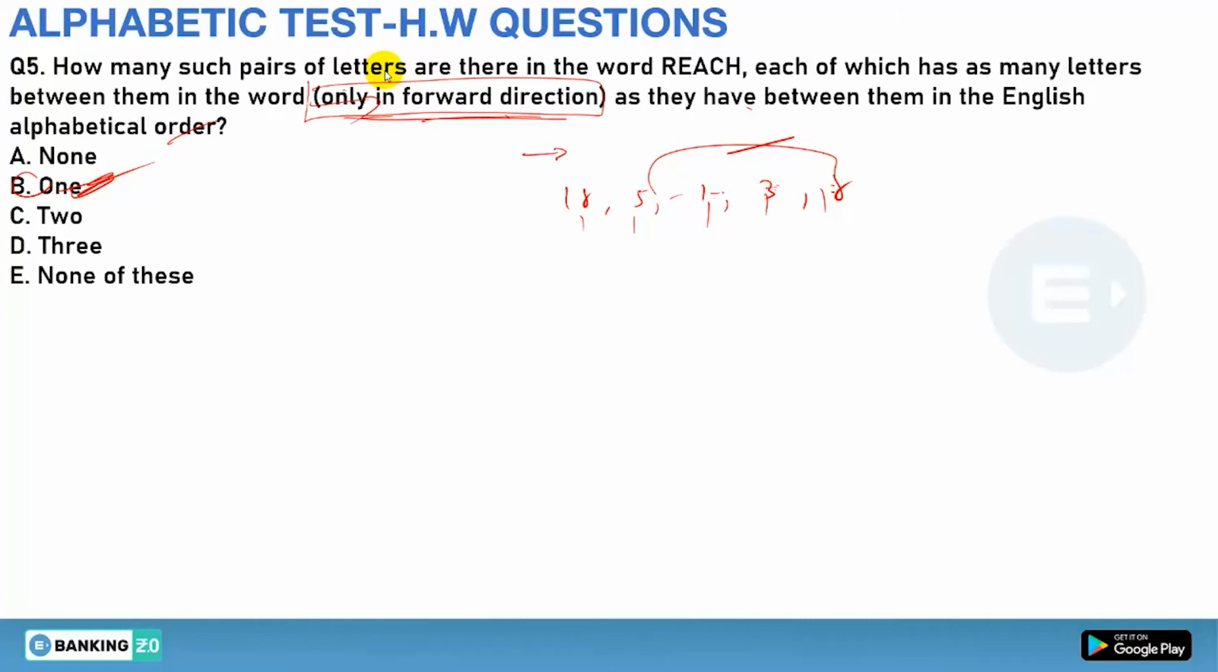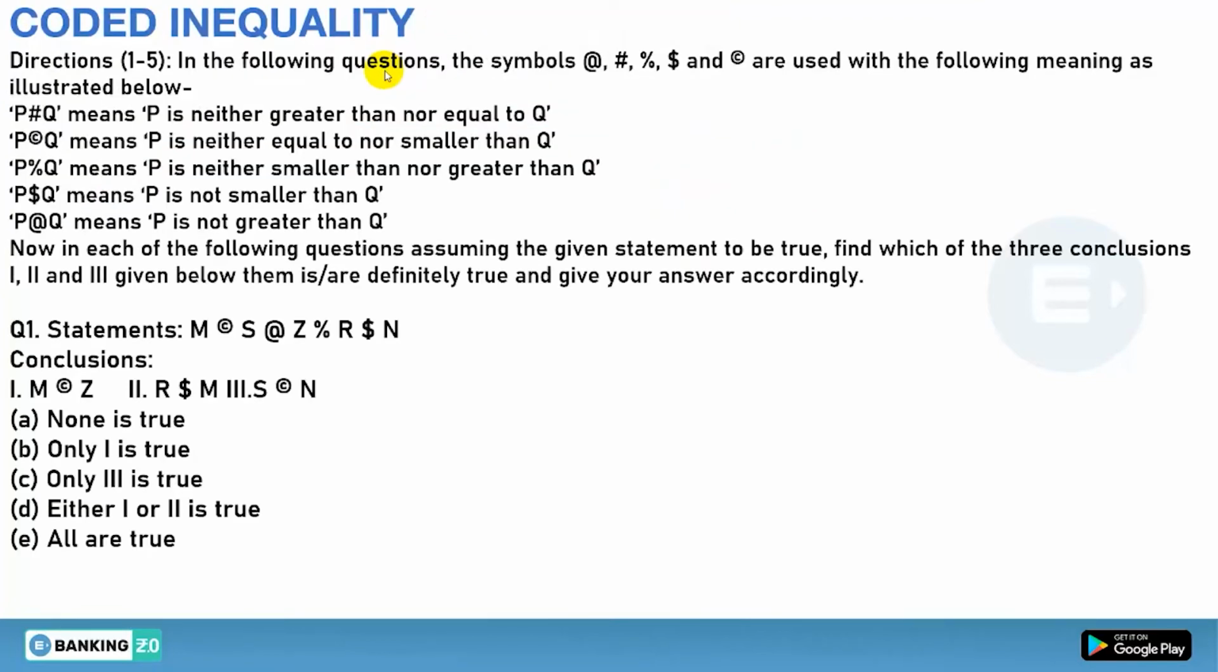Okay, so now we'll be seeing the coded inequality. I will let you know how to solve it in a fast way, because in this we are doing the questions of how you have to attempt in the examination. That is how we are doing here. So the coded inequality is not that much difficult. A little difficult, but if you know the proper trick, you can easily solve them.